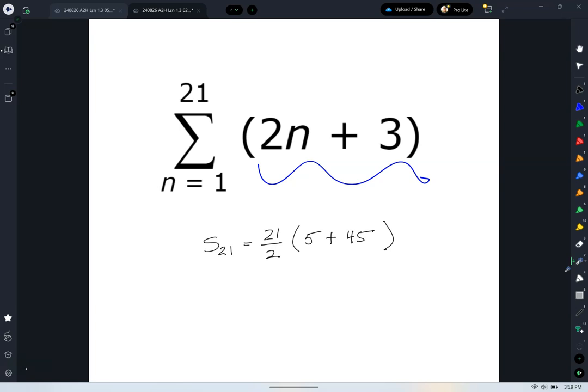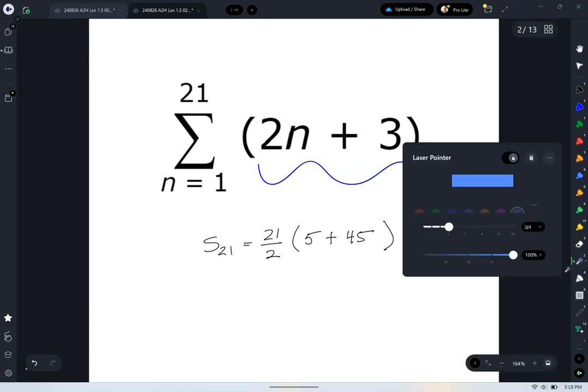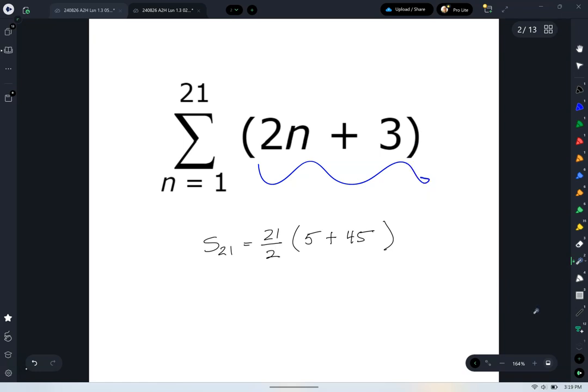In going from the first step out, it should look something like that. Yes, ma'am. That's a great question. Does anybody know how I got 5 and 45? Yeah, I can. But I'm curious, does anybody know? Nick, how did I get 5 and 45? Because 2 times 1, which is 2, and then you added 3, so it's 5.